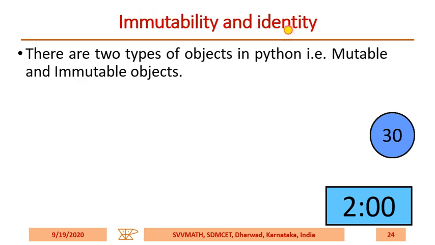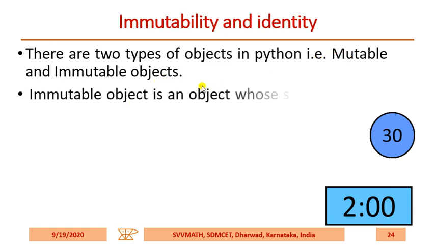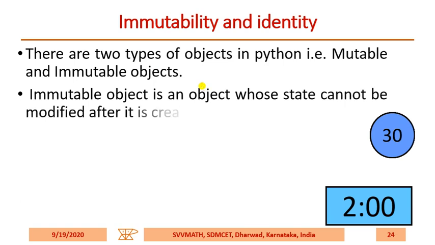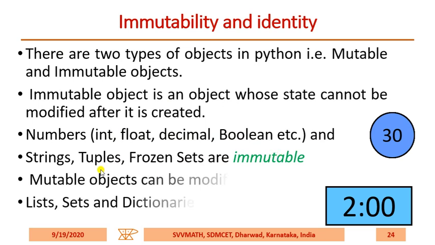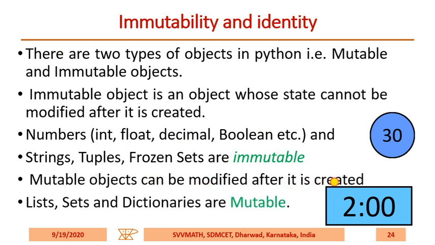Immutability and identity. There are two types of objects in Python, mutable and immutable objects. An immutable object is an object whose state cannot be modified after it is created. Numbers, for example integer, float, decimal, boolean, etc., and strings, tuples, and frozen sets are immutable. Mutable objects can be modified after they are created. Lists, sets, and dictionaries are mutable.